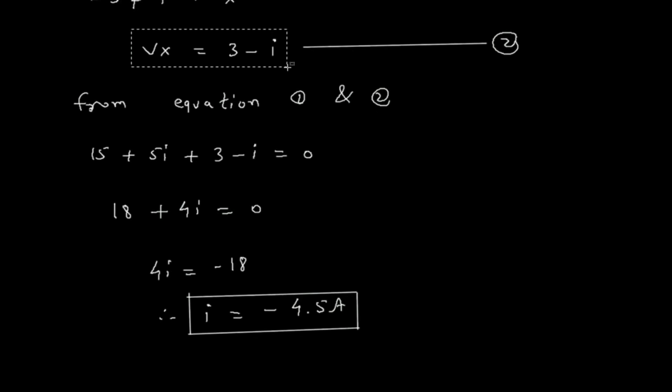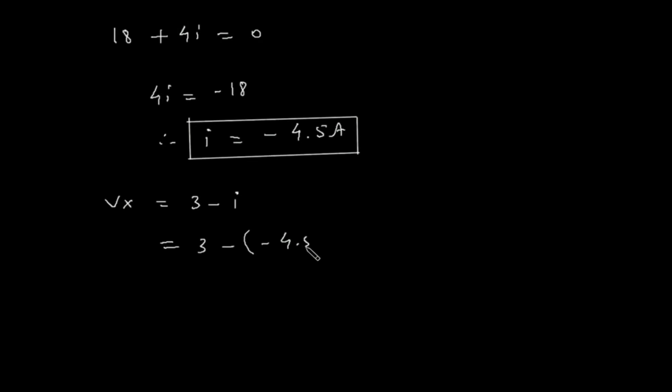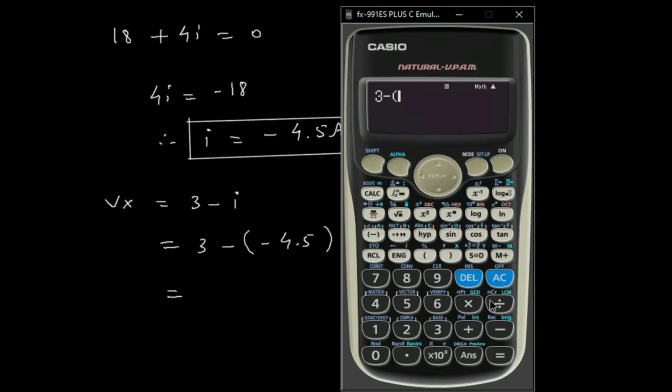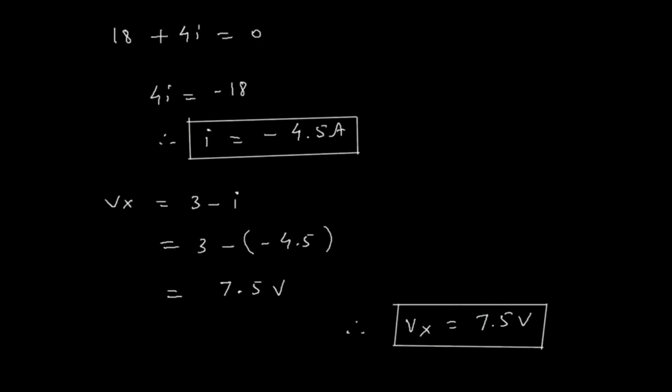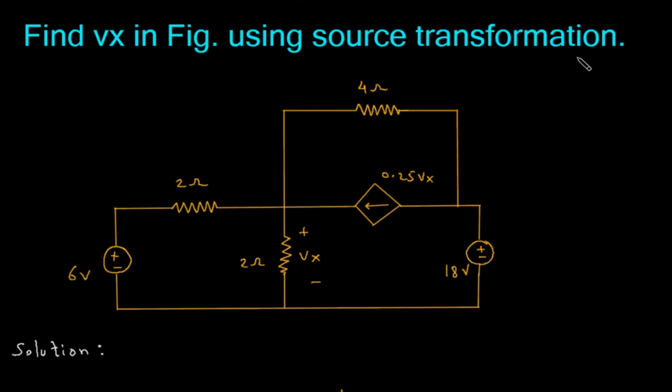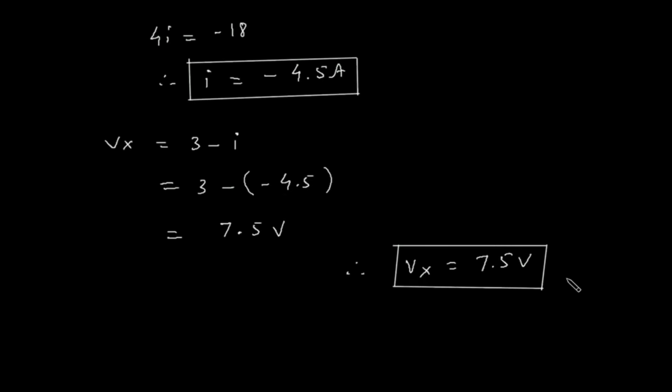And Vx is equal to 3 minus I. So 3 minus minus 4.5. This will be 7.5. The unit of voltage is volts. So therefore, Vx is equal to 7.5 volt. What we have to find? We have to find Vx using source transformation. So this is the value of Vx using source transformation.